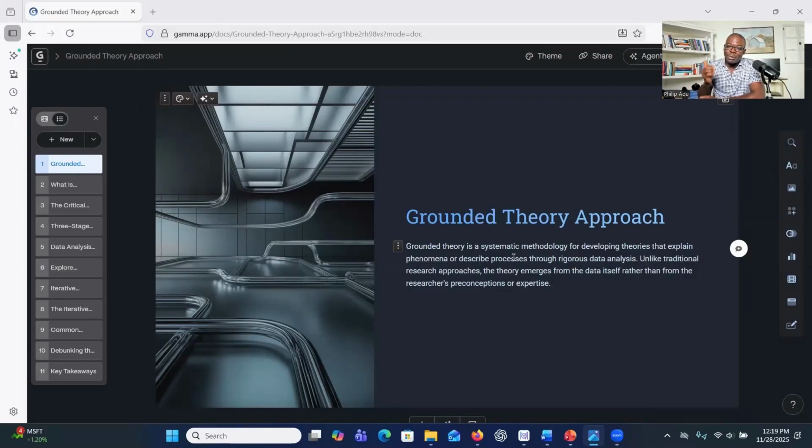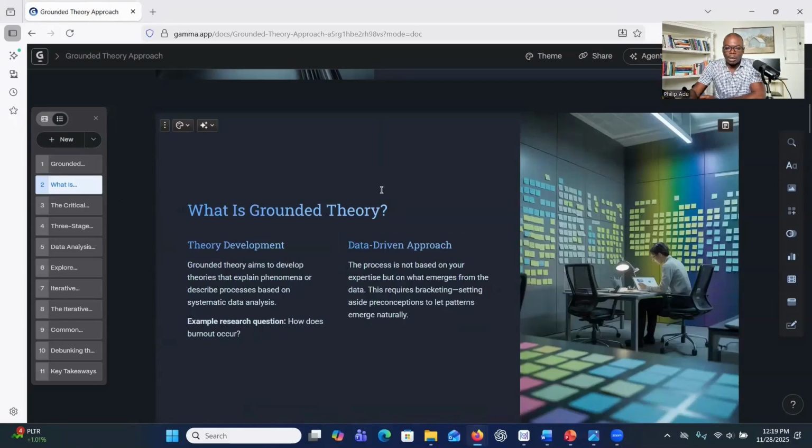So whenever you want to develop a model or a theory or an explanation to help you to understand or help you to explain something that you are focusing on to your audience, grounded theory approach will be the best. There are two important issues that you have to think about when you are using grounded theory, right? So technically, you are developing a theory, right?